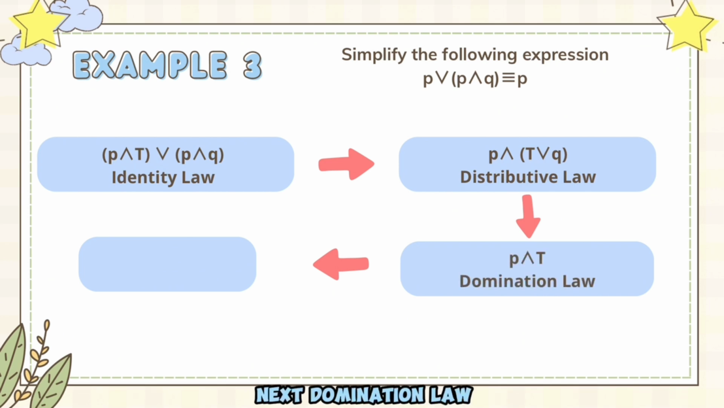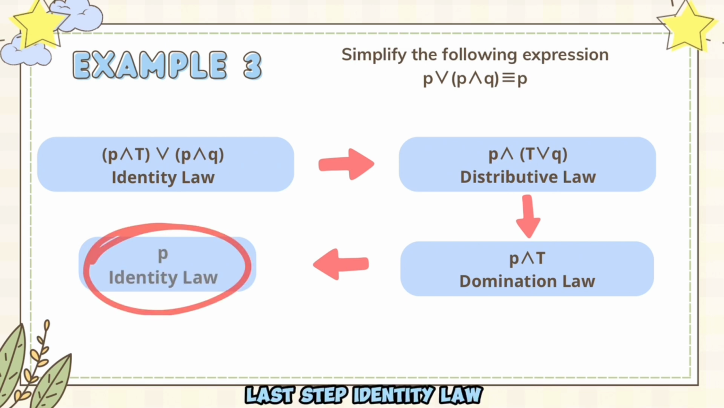Next, domination law. T or Q equal to T. Last step, identity law. P and T equal to P. That's how we simplify example 3.